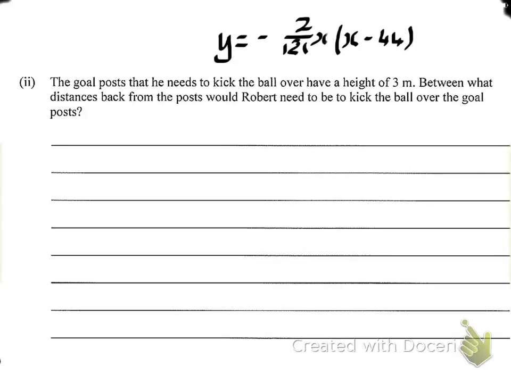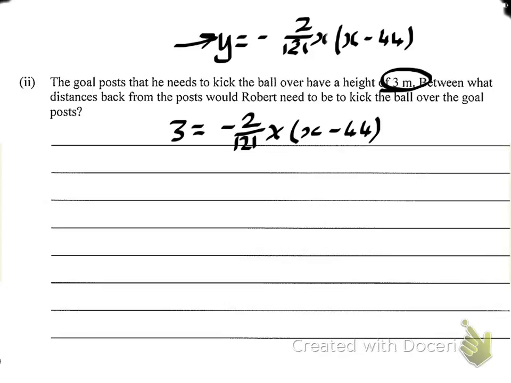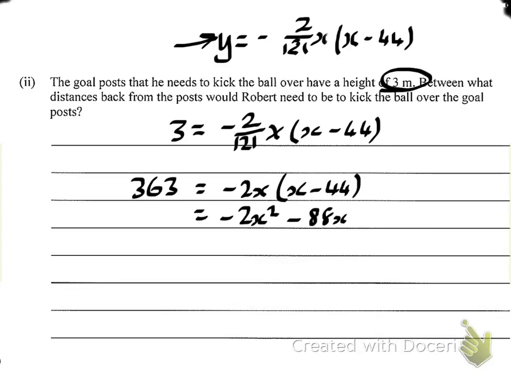For this question, substitute 3 for the height of the ball, which is this value for y, and then expand the brackets and solve the equation as follows. I'm going to choose to multiply the other side by 121 to get rid of it. Then expand the brackets. Put it all on the left so that it equals 0. And use your calculator to solve the equation.